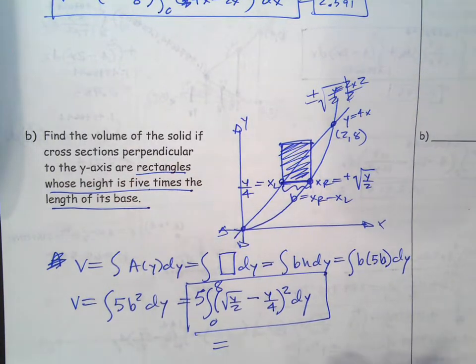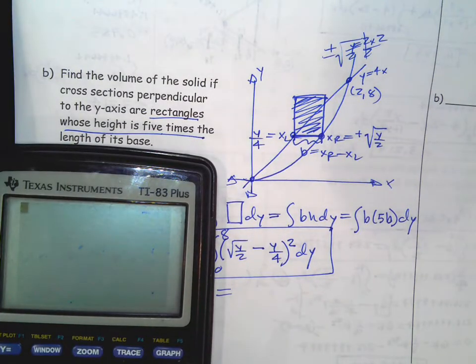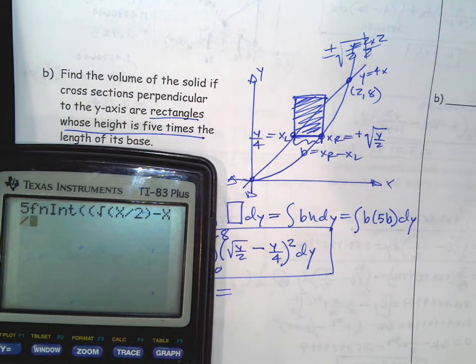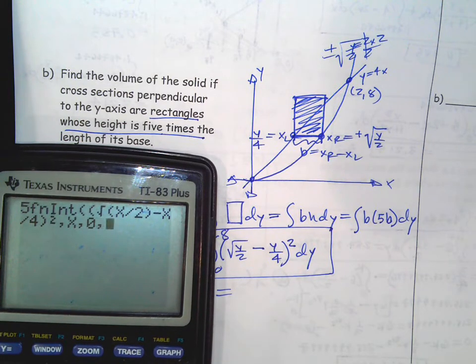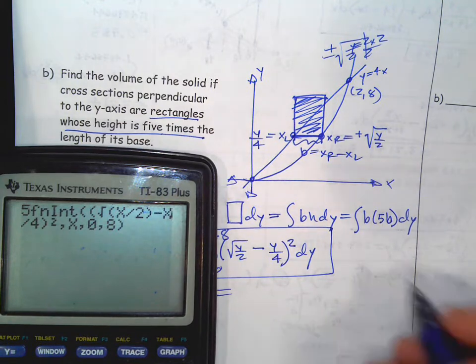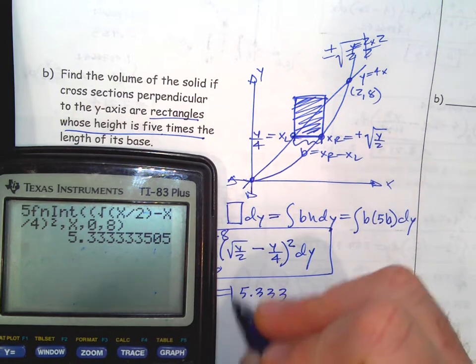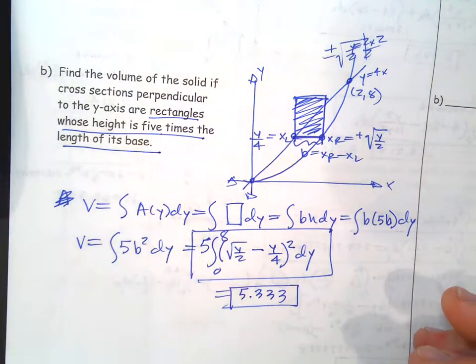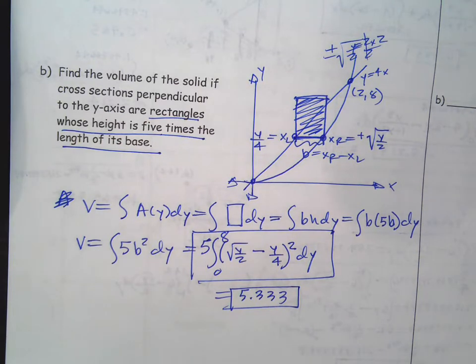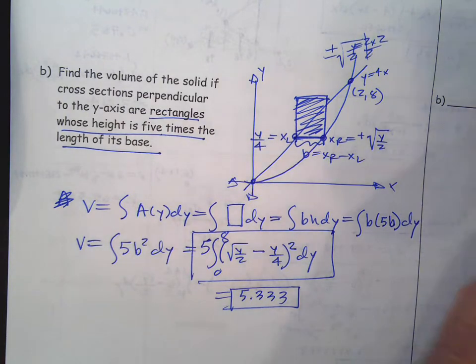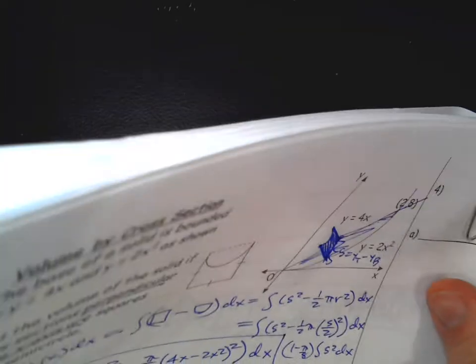And so let's go and put in our calculator. 5 math 9 parentheses square root of x over 2 close parentheses all inside the square root minus x over 4 close those parentheses squared comma x comma 0 comma 8. And it is 5.333, truncated to 3 decimals. Comes out the same this time. So there you go. You have some of those on your test. It's all about the setup.